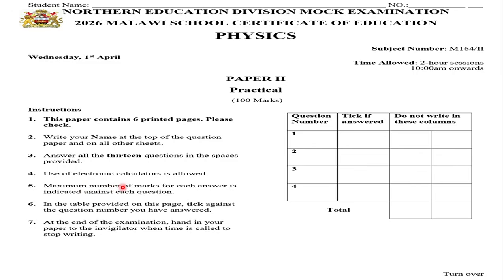So you may use a calculator, and also the maximum number of marks for each answer is indicated. Usually paper 2 questions carry 10 marks each. When you finish, you are advised to tick against the questions that you have attempted on this table. So you tick here. So without wasting precious time, let's get down to the business of the day.